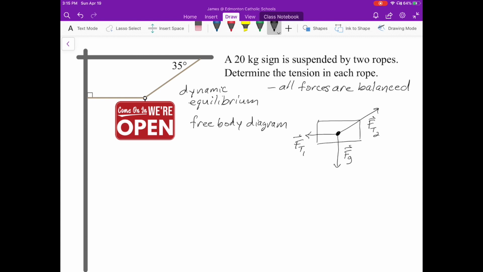So we've got 3 forces acting. We don't know the tension forces. We don't know what that one is, and we don't know what that one is. That's what we're trying to find. But we can, however, find the weight, the force that's pulling down. So for the weight, the mass of the sign is 20 kilograms. Acceleration due to gravity, 9.81 meters per second squared. We get the magnitude of the weight, the force pulling down on the sign, as 196.2 newtons.